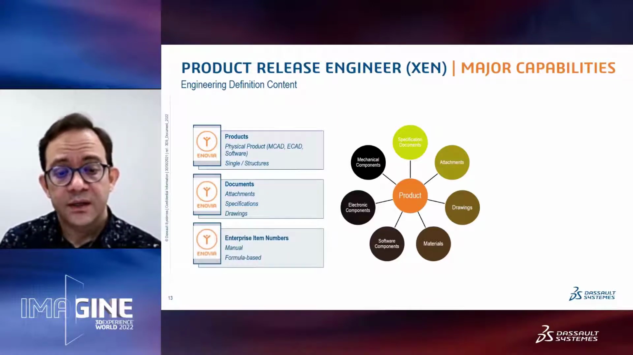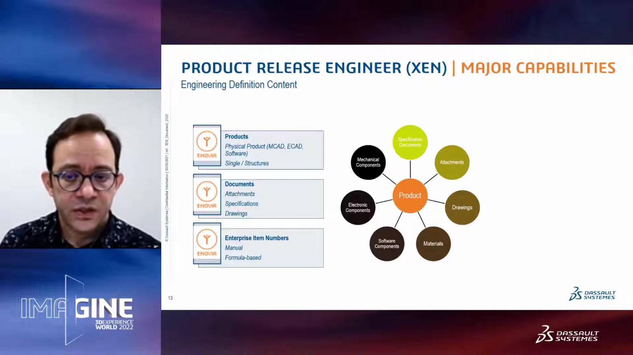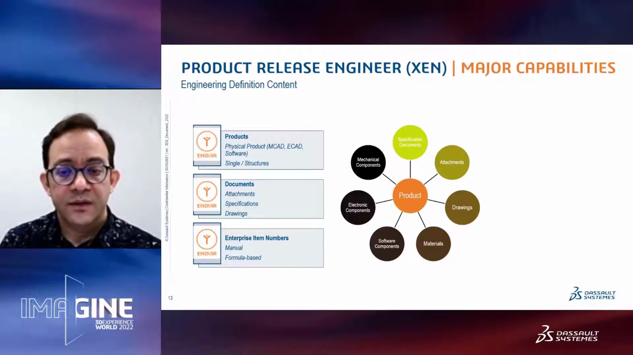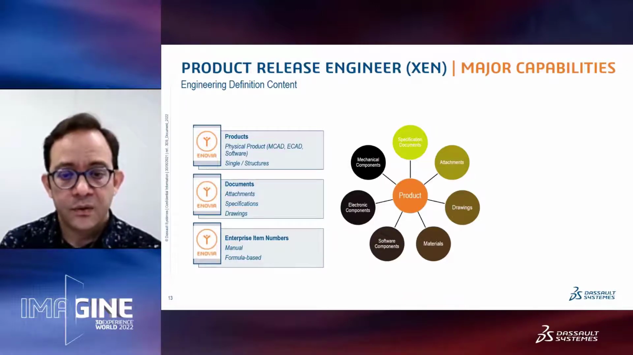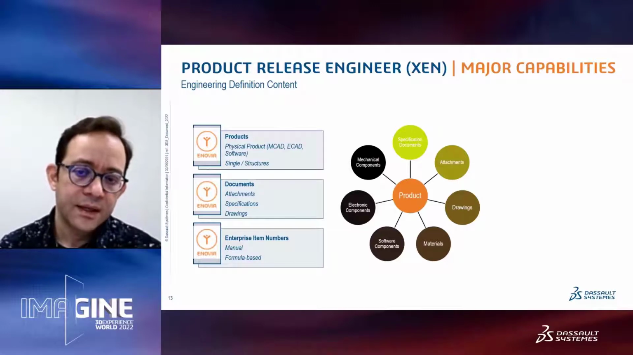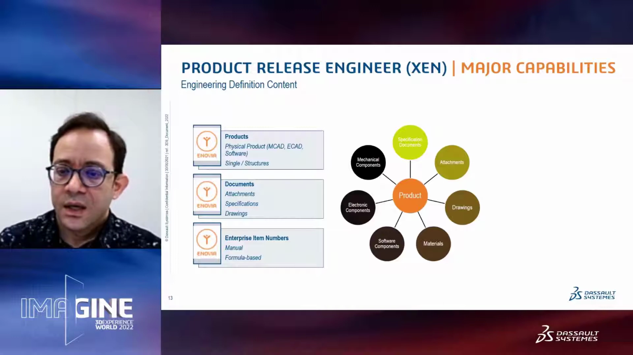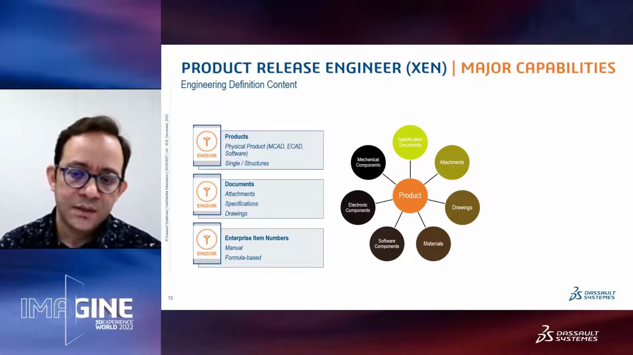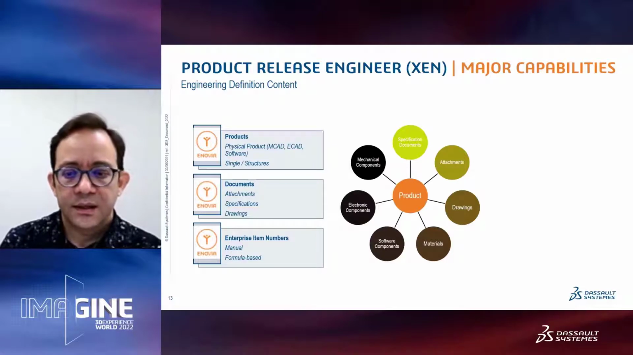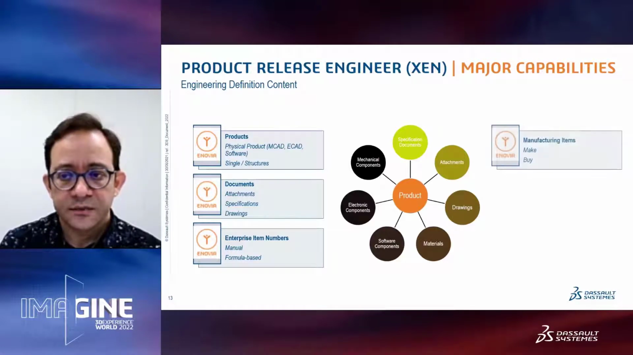We also define the enterprise item numbers, which are the official numbers that are available further on in the downstream applications. The definition could be manual, or it could be based on a formula that has been defined by the administrator. So there are different ways how you can apply the enterprise item number. Obviously, it depends on the policies which are available by the enterprise itself.